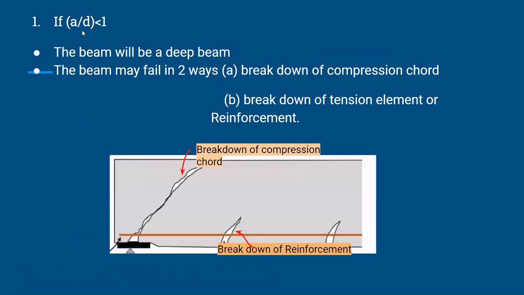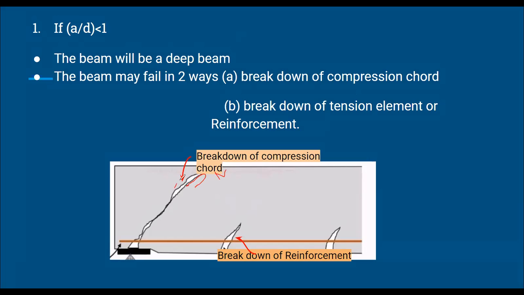The first one, if a by d is less than 1, then it will behave as a deep beam. There may be two kinds of failure. One, breakdown of the entire compression chord. Second, breakdown of the reinforcement itself. Very, very dangerous. So this kind of thing will occur: either it will be breakdown of this one, or it will be breakdown of the reinforcement.